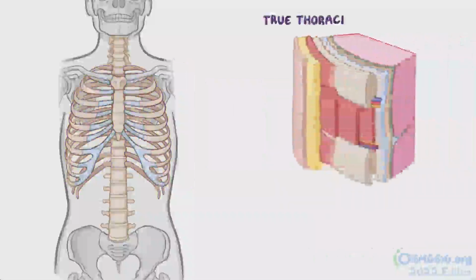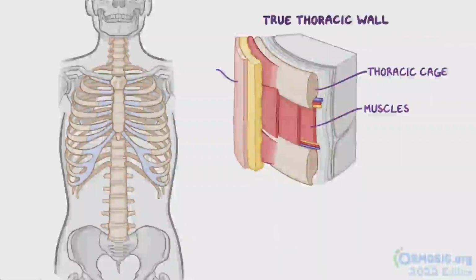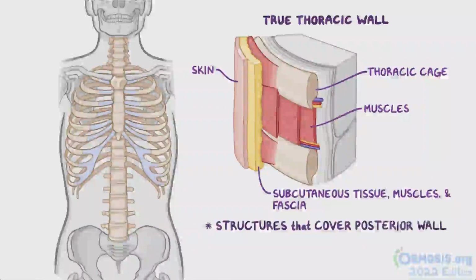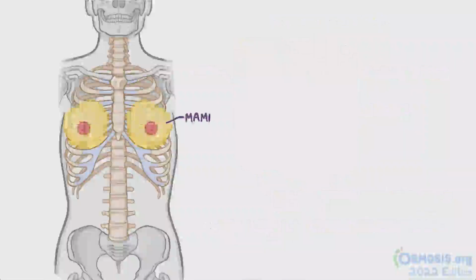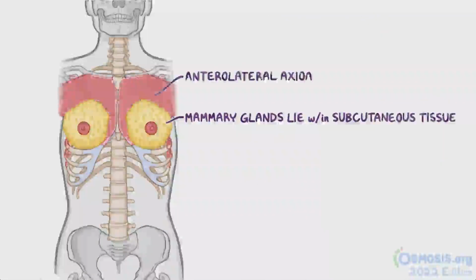Now, the true thoracic wall includes the thoracic cage and the muscles between the ribs and the skin, as well as subcutaneous tissue, muscles, and fascia that cover its anterolateral aspect. The structures that cover its posterior aspect are considered to belong to the back. Additionally, the mammary glands of the breasts lie within the thoracic wall subcutaneous tissue, and the anterolateral axio-appendicular muscles are also considered part of the thoracic wall.